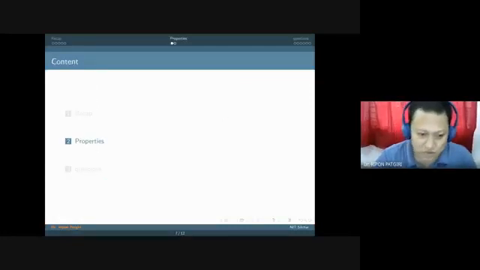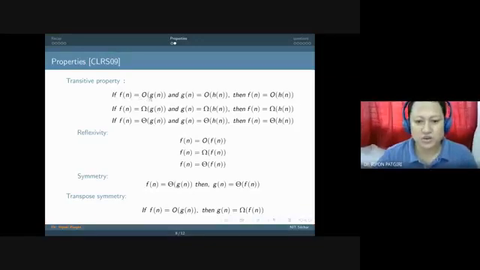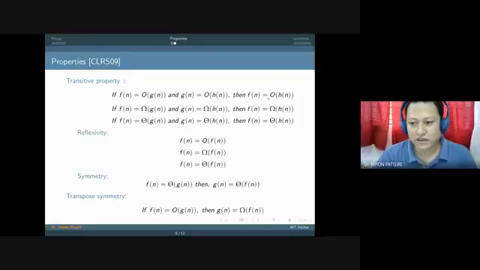Now, the properties: the transitive property. If f(n) equals big O of g(n), and g(n) equals big O of h(n), then f(n) equals big O of h(n).